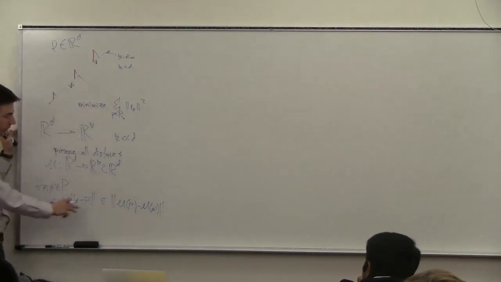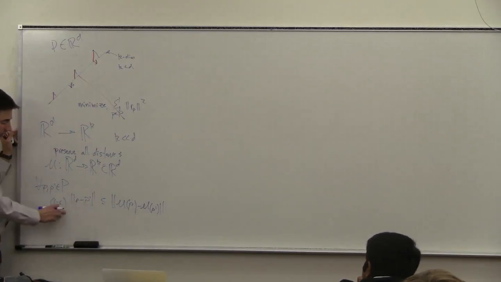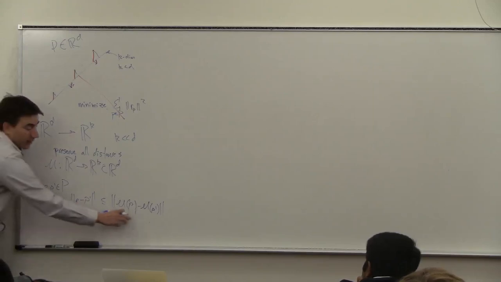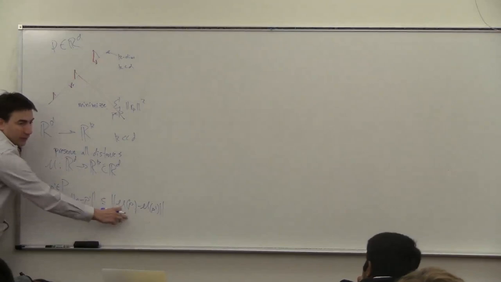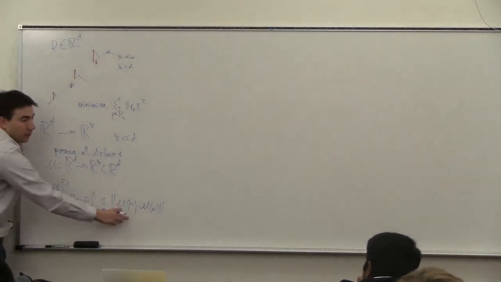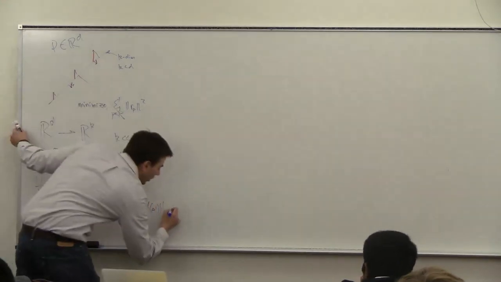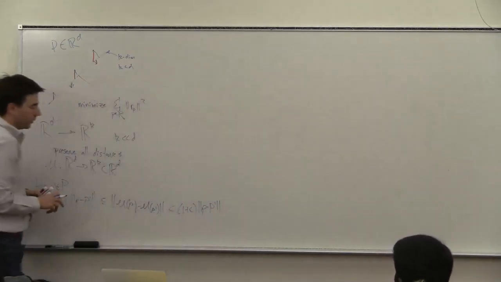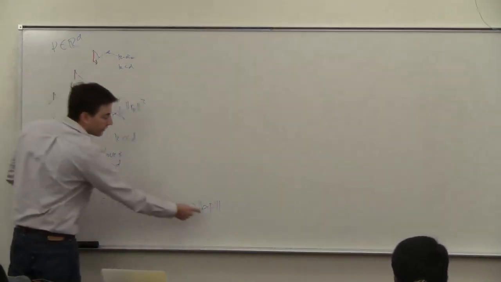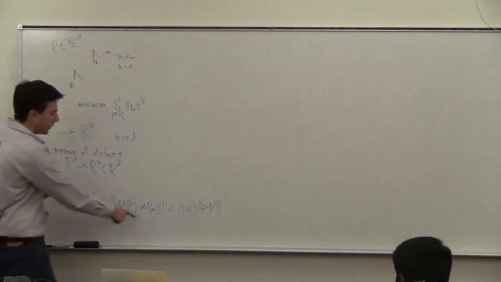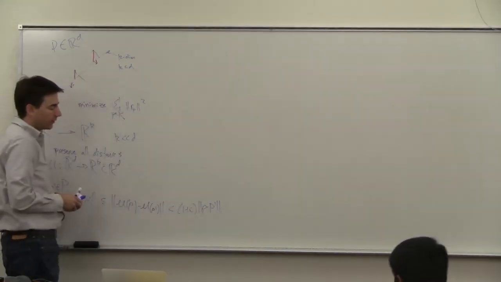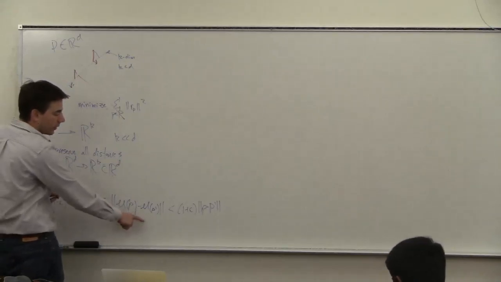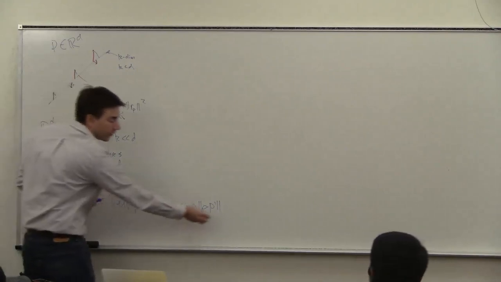So this distance is always going to be, if you multiply by 1 minus epsilon, something a little bit less than 1, so think like 0.9, then the original distance times 0.9 is less than the projected distance. So the projected distance can't be too much smaller than the original. You also want 1 plus epsilon times the original distance on the other side, so the projected distance can't be too much larger than the original distance either.